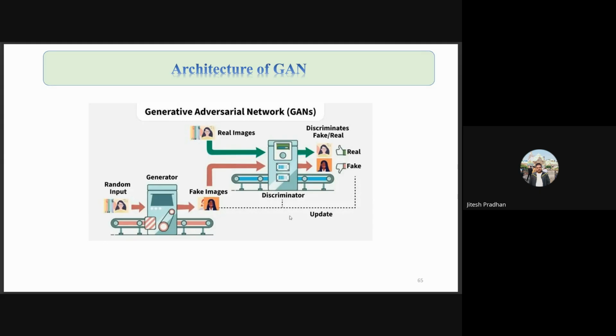Okay, so it's a kind of backpropagation algorithm. The error will be backpropagated. Based on that, the generator will update itself and it will try to generate another image. Now let's say in some cases it passes, then the discriminator will update itself. So it's the basic architecture of a generative adversarial network.